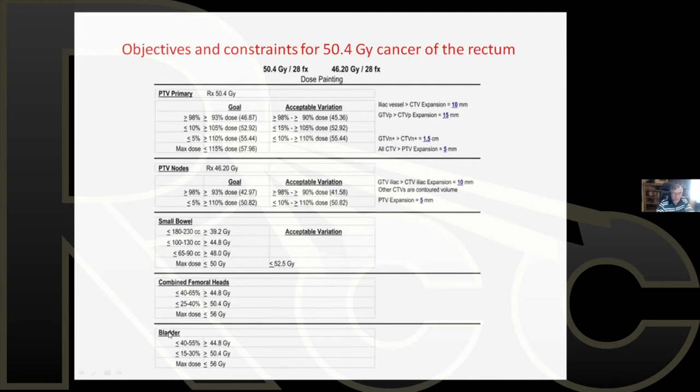Bladder would be an organ at risk. Femoral heads, we contour all the time because of the bone marrow. We don't want those to get too high a dose. Small bowel, certainly, we try to limit the dose to the small bowel as much as we can.